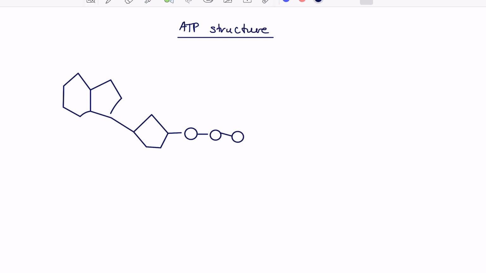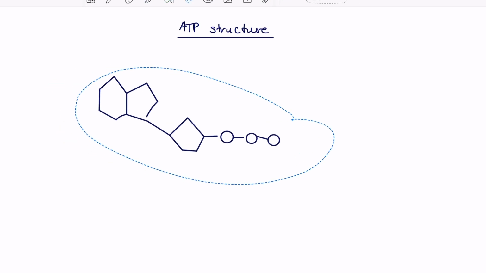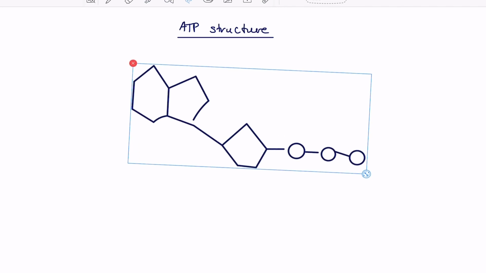So the ATP structure is straightforward. It's subdivided into three components, which I'm going to draw now. I want you to start with a hexagon followed by a sideways pentagon with the bond carbon at the bottom, drawing another pentagon and drawing three circles adjacent to each other. So I'm just going to zoom into this diagram.